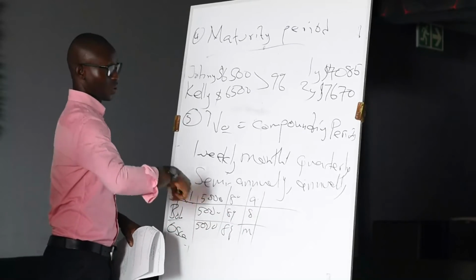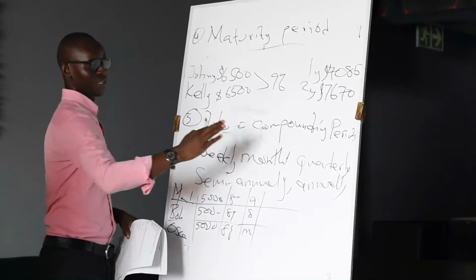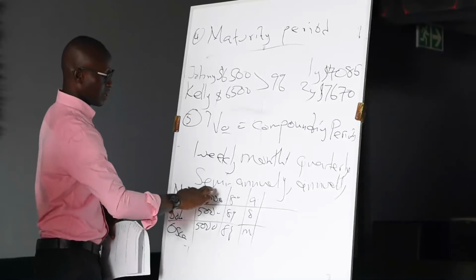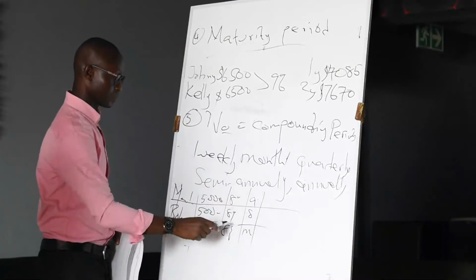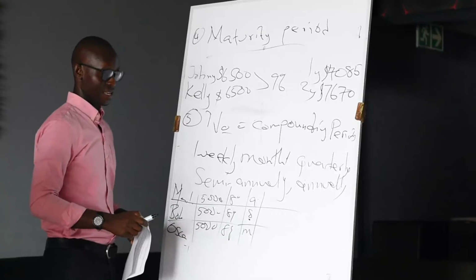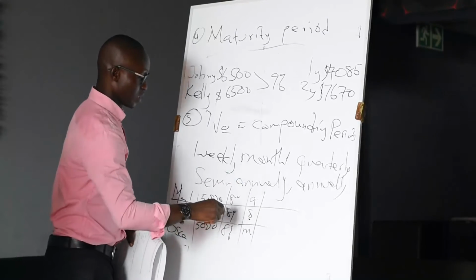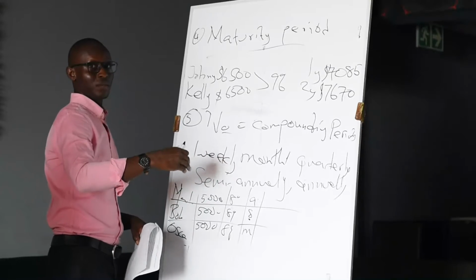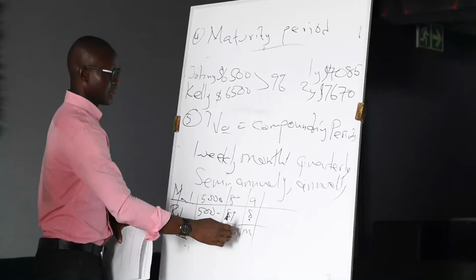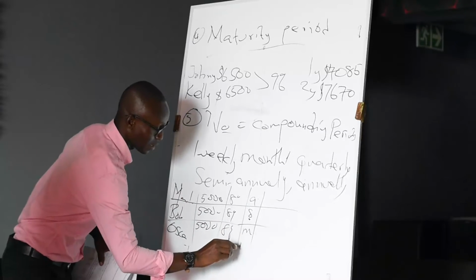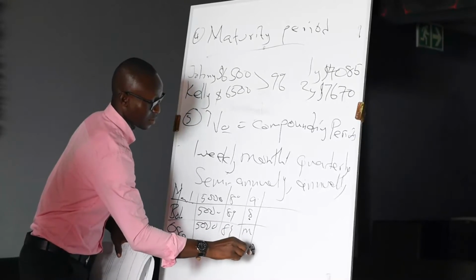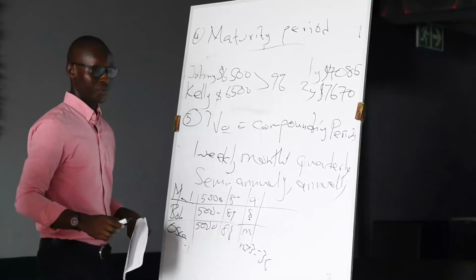Annual. So every year, they are all investing for 3 years. Every year means that it's going to be compounded 3 times within the 3 years. Semi means half a year, which means every 6 months. So it means 2 in a year times 3, you're going to get 6 periods. And then monthly means that every month is going to be compounded, which means 12 in a year times 3 will give us 36 compounding periods.